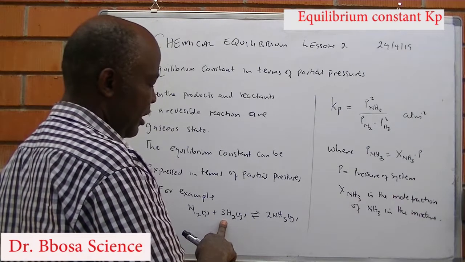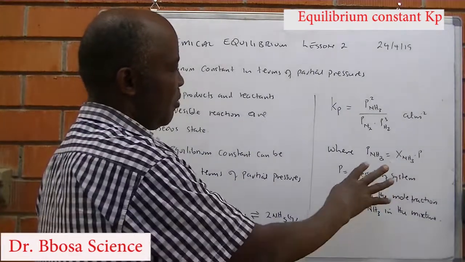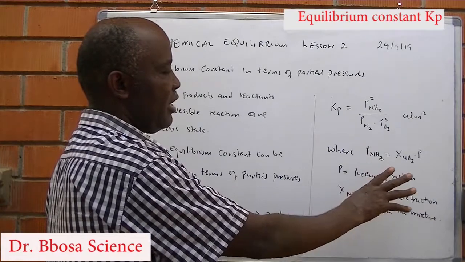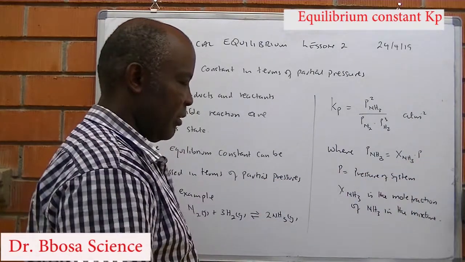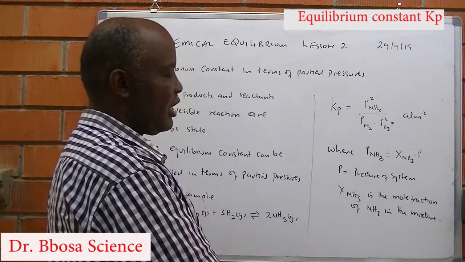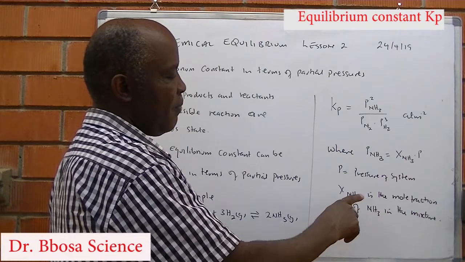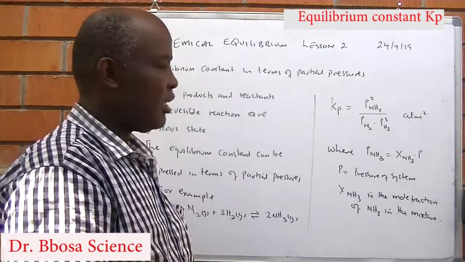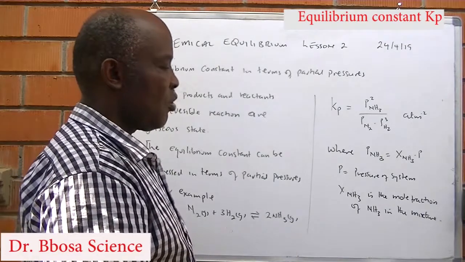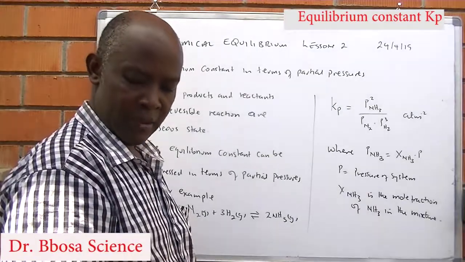pressure of hydrogen to power 3, where partial pressure of ammonia is equal to mole fraction of ammonia times total pressure of the system. P is the pressure of the system. This sign X ammonia means mole fraction of ammonia. Mole fraction of ammonia is equal to moles of ammonia over the total moles in the system.